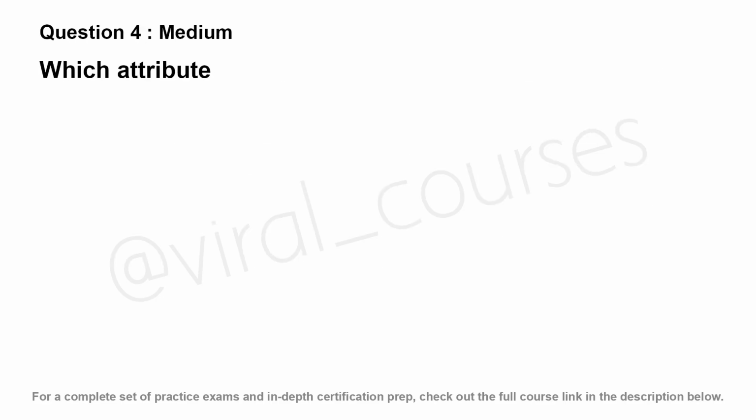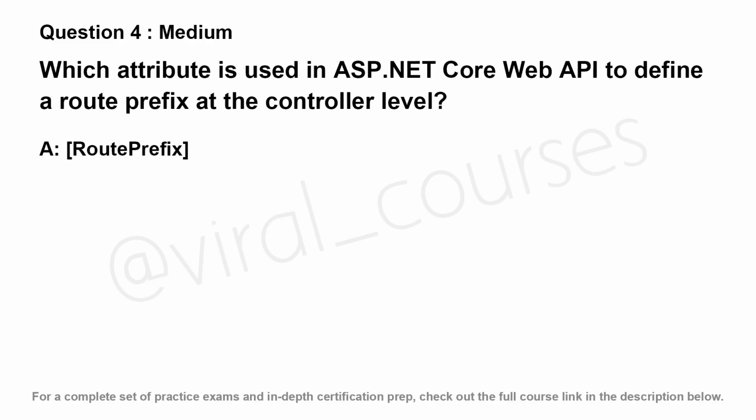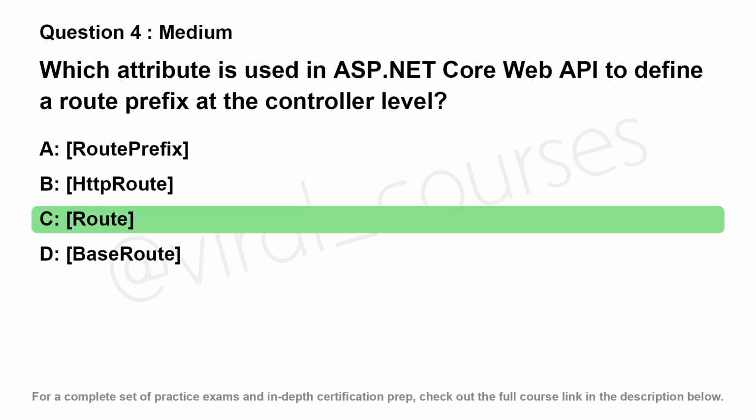Which attribute is used in ASP.NET Core Web API to define a route prefix at the controller level? Option A, RoutePrefix. Option B, HttpRoute. Option C, Route. Option D, BaseRoute. The correct answer is C.